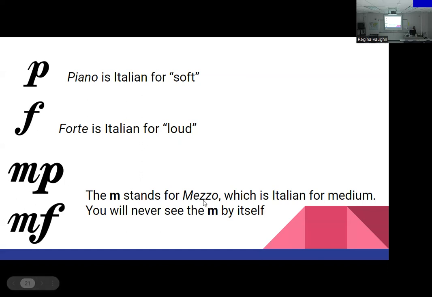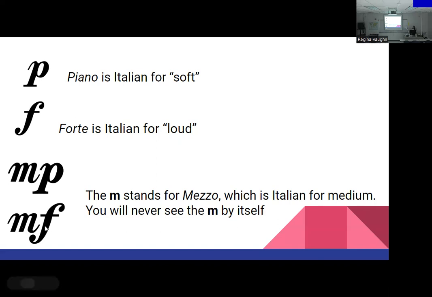This M stands for mezzo, which is Italian for medium. You will never see the M by itself because it doesn't mean anything by itself. Medium what? Medium shirt, medium pizza. It's a modifier. So the M has to be coupled with something. If we put the M with the P, we get mezzo piano, medium soft. If we put the M with the F for forte, we get mezzo forte, medium loud.